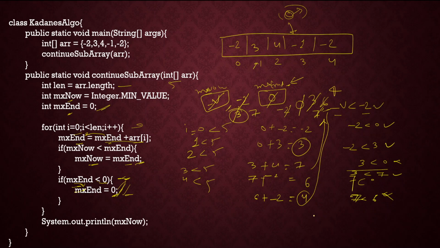Now max_now, which is 7, is less than 4? False. This is skipped. max_end, which is 4, is less than 0? False. It is also skipped. Again come to the increment operator. 5 is less than 5? False. We have skipped all these parts. What is max_now right now? It is 7. You can see I have made it bold.